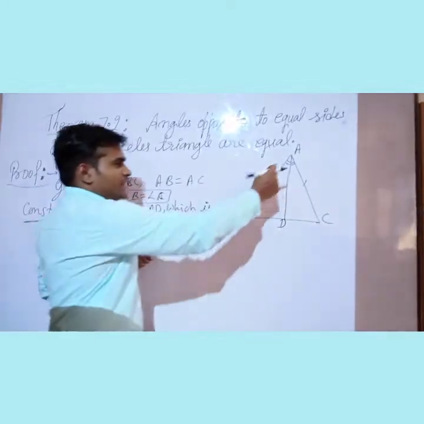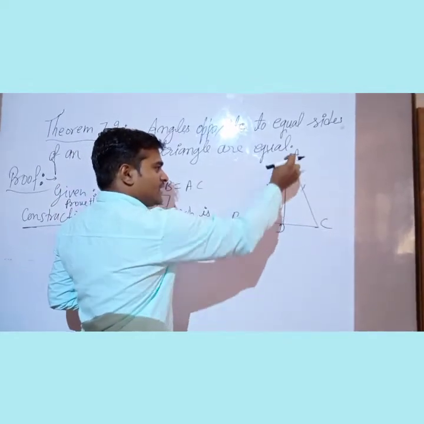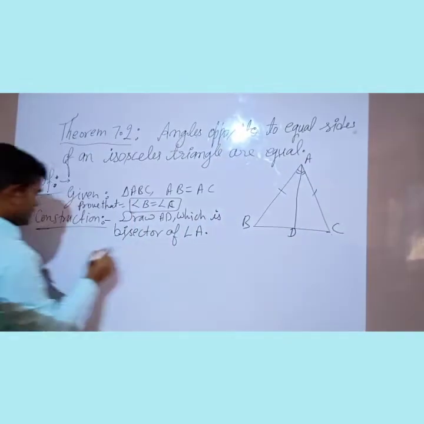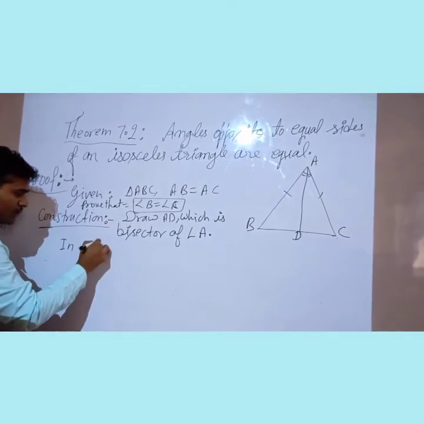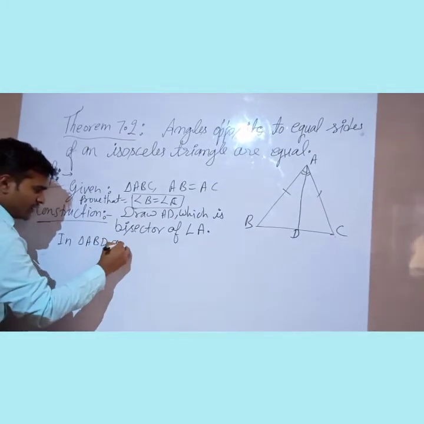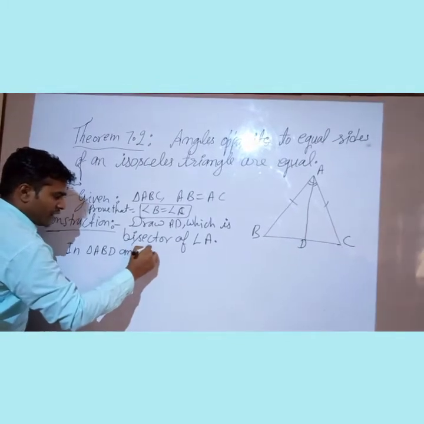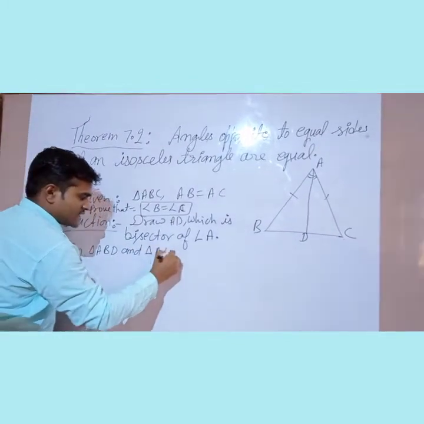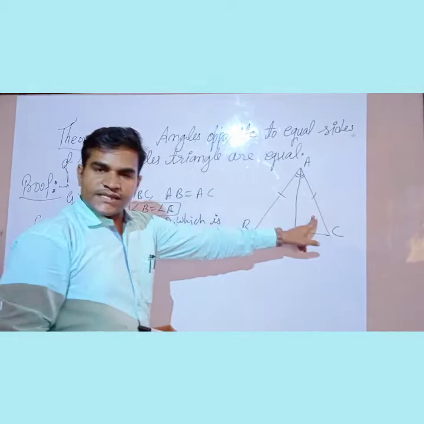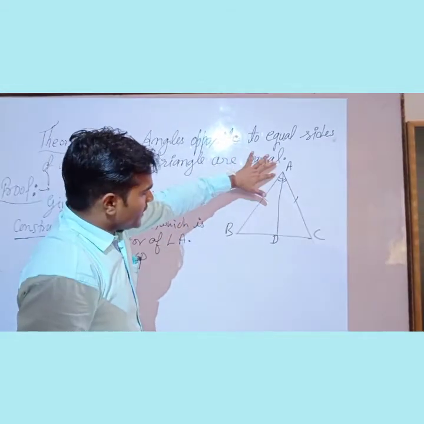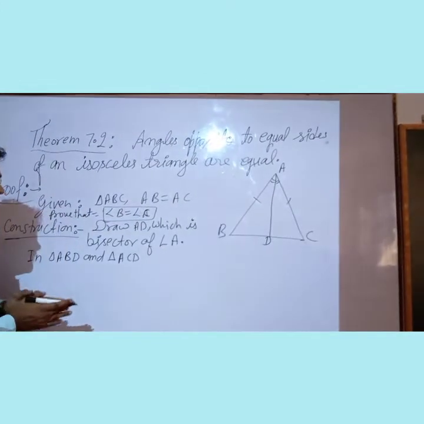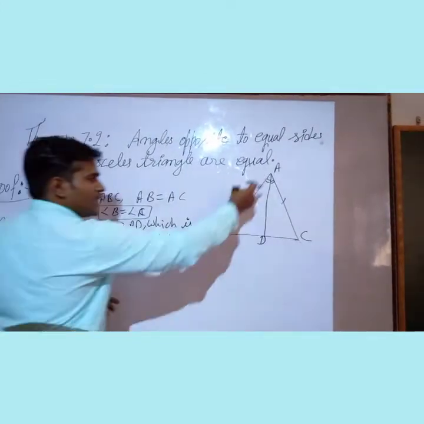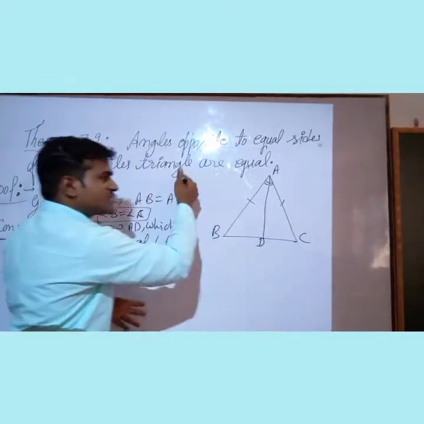Now in triangle ABD and triangle ACD, there are two triangles. In these two triangles, children, we have AB is equal to AC, which is given.